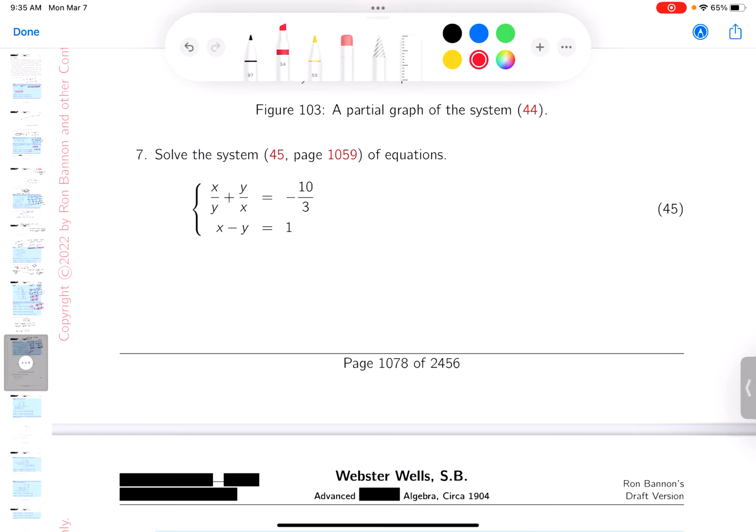Okay, I'm going to do this one a little differently. And the reason that you see variations is that you realize there's not one path to the end, there's multiple. So I'm going to do it by substitution. u is equal to x over y.